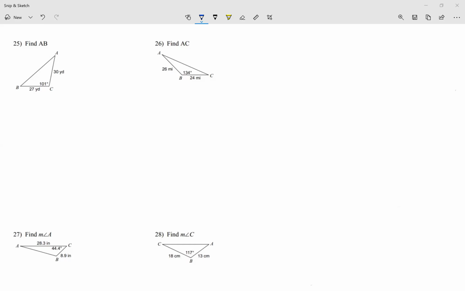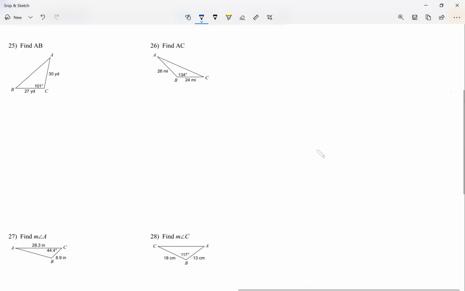Now we're going to move into what we call the law of cosines. Okay. We learned law of sines. Now we're going to learn the law of cosines. As a matter of fact, let me go here at the side. Let me even write the title. The law of cosines.